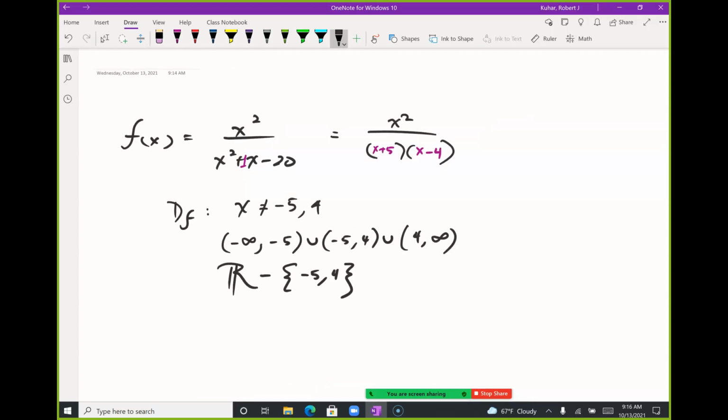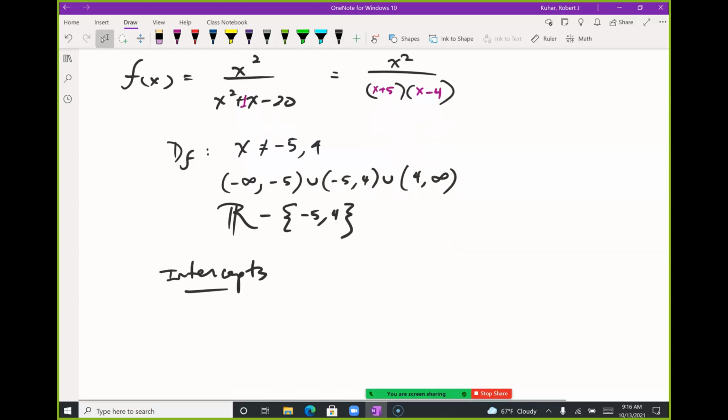What about intercepts? Well, how do I find an x-intercept? Right, I find where the numerator equals 0. How do I find the y-intercept? I let x be 0. In both cases, they're the same point. So there's only one x-intercept and there's only one y-intercept, and they're the same.